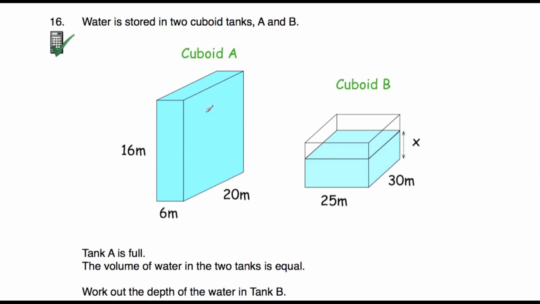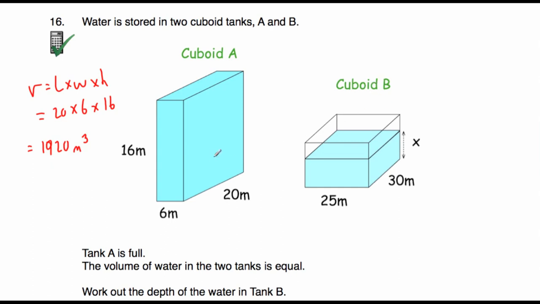So let's find the volume of water in tank A to begin with. So the volume will be equal to the length times the width times the height. So that's going to be equal to 20 multiplied by 6 multiplied by 16. And again, the order is not important whenever you're multiplying these. And it is a calculator question. So 20 multiplied by 6 multiplied by 16 is equal to 1,920 meters cubed. So that's how much water is in this tank. There's 1,920 cubic meters of water, or meters cubed.